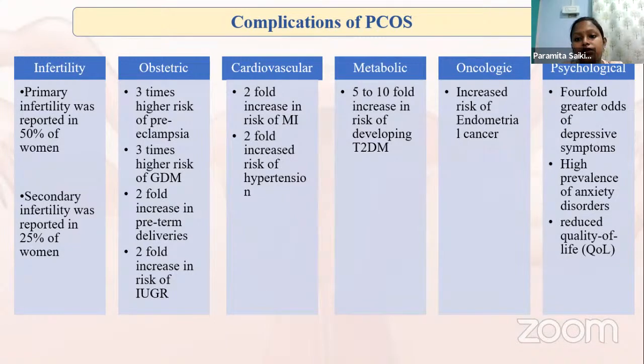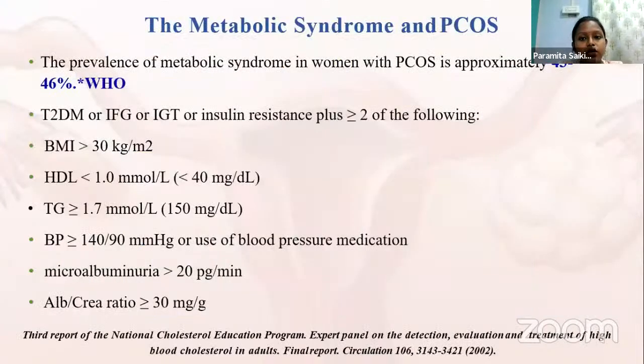Oncologically, we have increased risk of endometrial cancer, and psychologically, we have depressive symptoms, high prevalence of anxiety disorders, reduced quality of life. The metabolic syndrome and PCOS. The prevalence of metabolic syndrome in women with PCOS is approximately 43 to 46%.